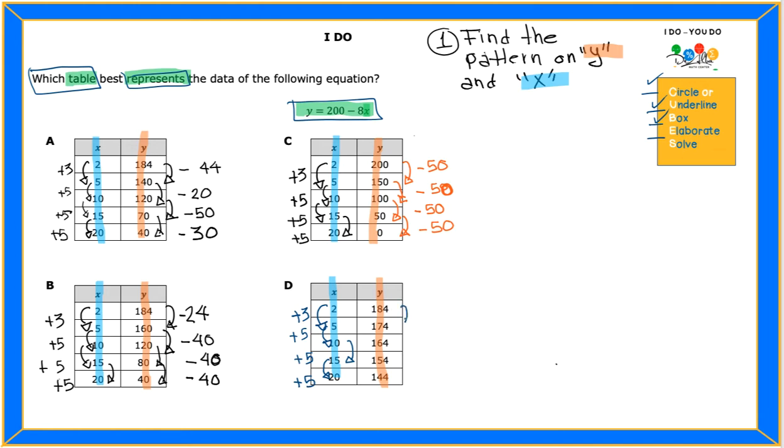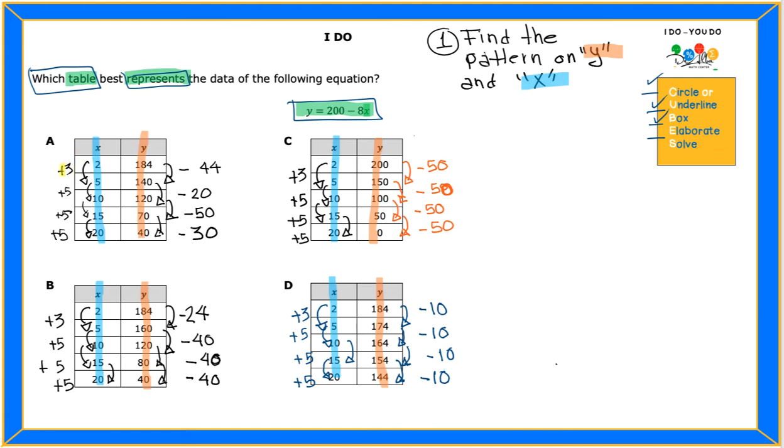From 184 going down to 174, the difference is 10, but going down, so it's negative 10. From 174 to 164, we're going down 10 units. From 164 to 154, we're going down 10 units. And from 154 to 144, we're going down 10 units. Great. Okay, so now we're gonna analyze what's going on here.